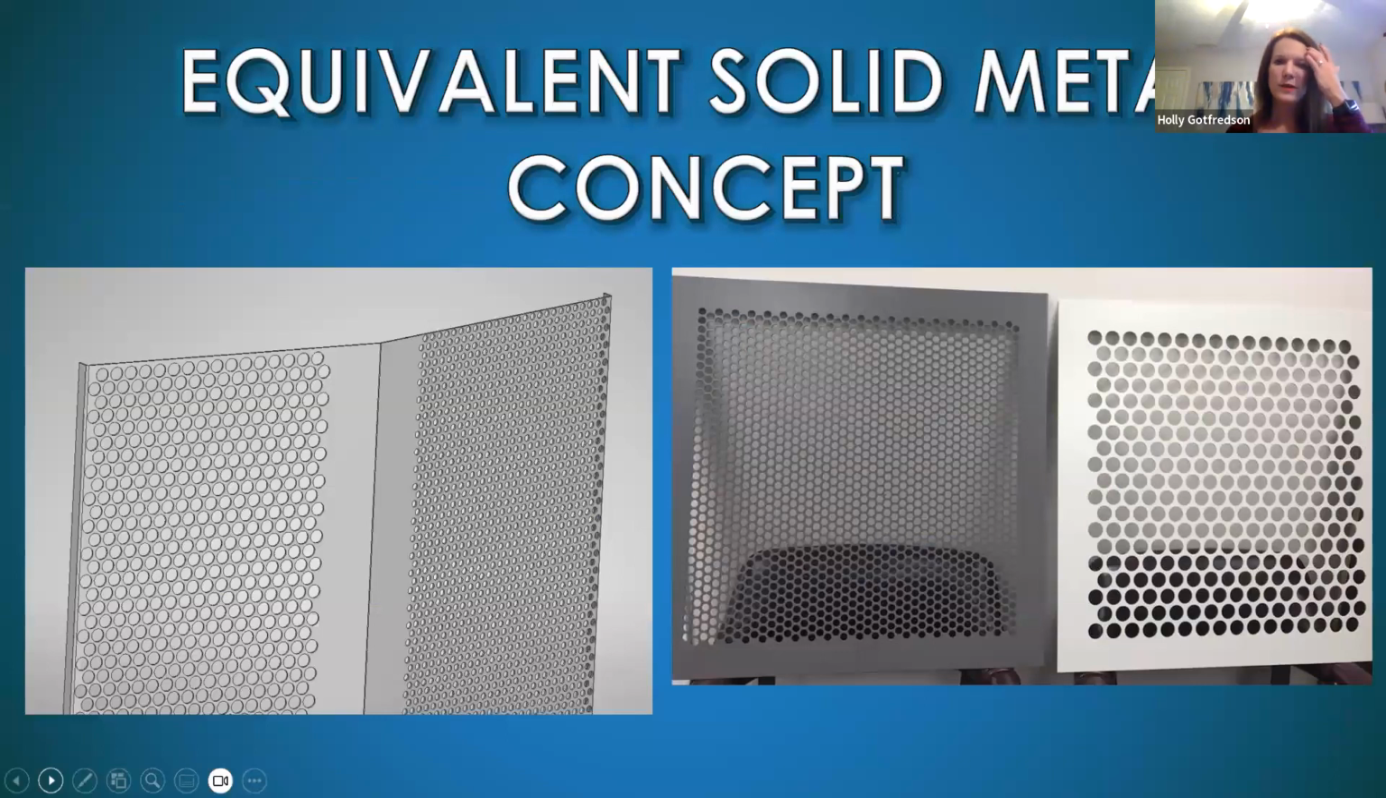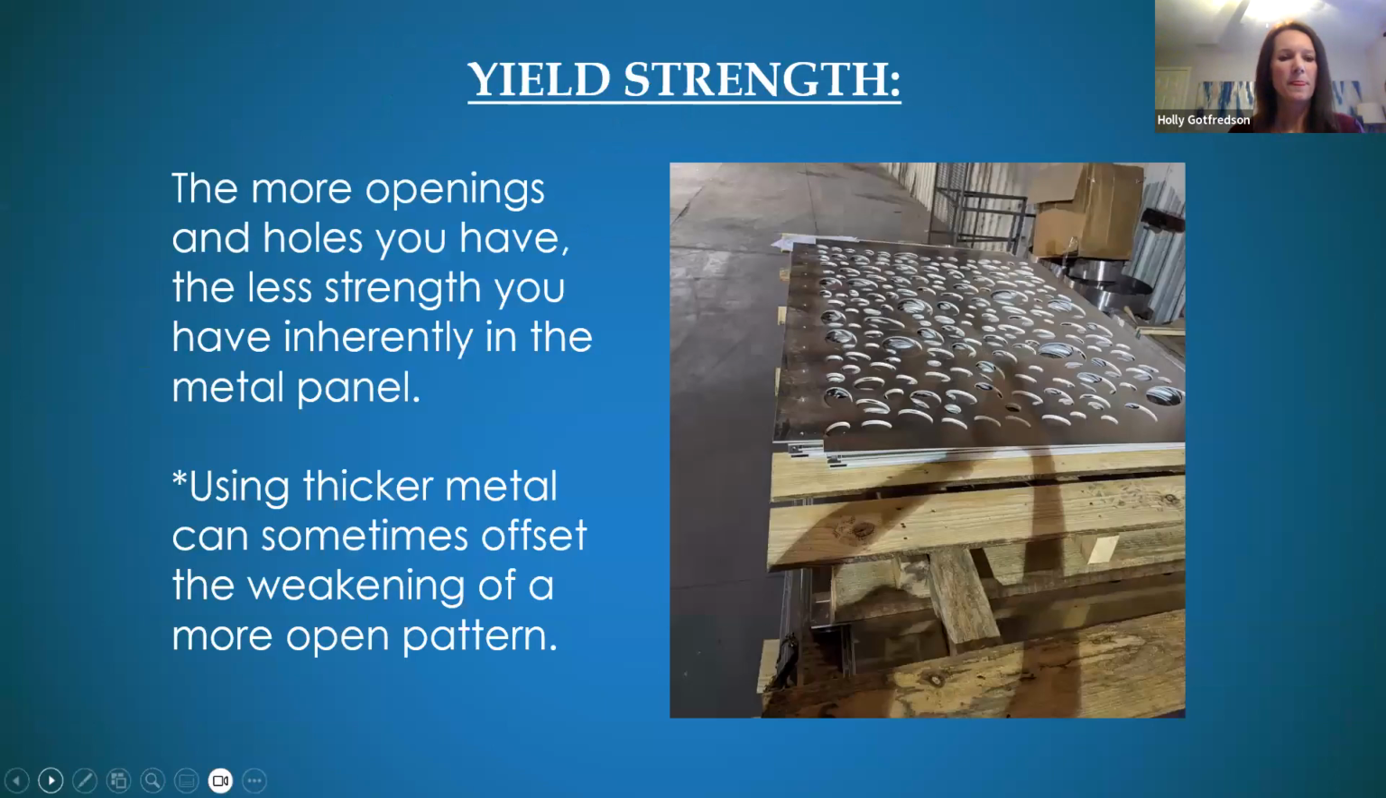So let's talk a little bit about the equivalent solid metal concept. The more openings and holes that you have, the less strength you have inherently in the metal panel. However, using thicker metal can sometimes offset the weakening of a more open pattern.